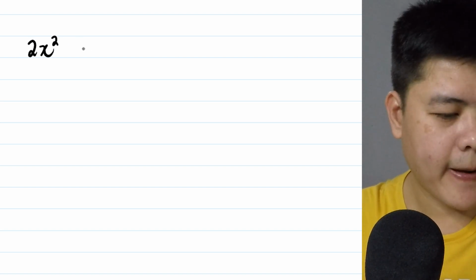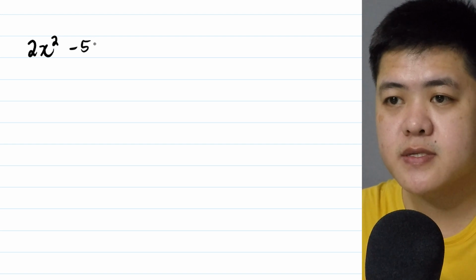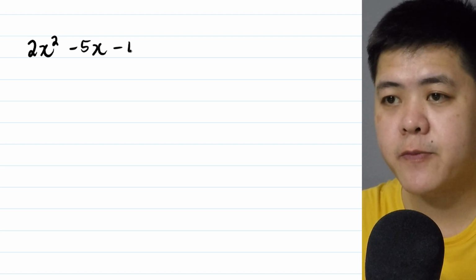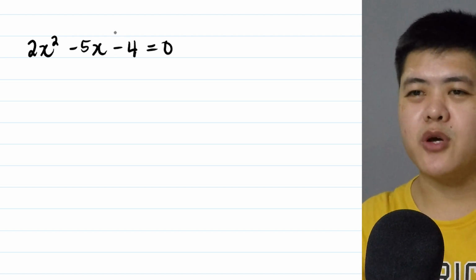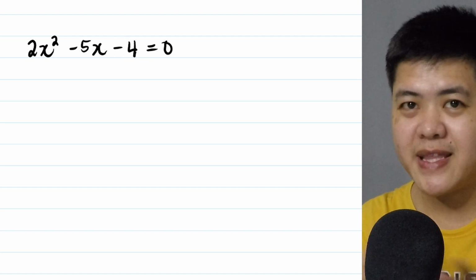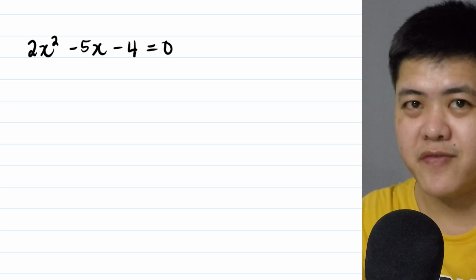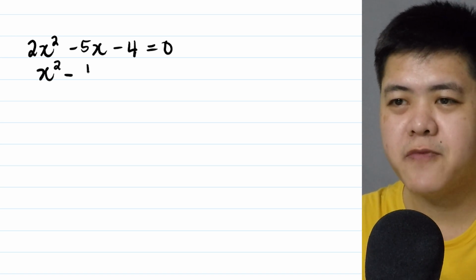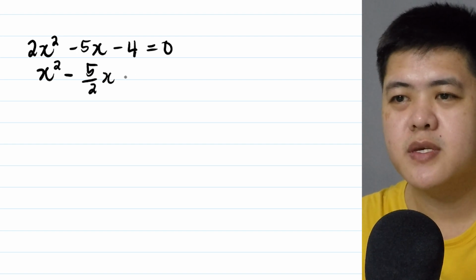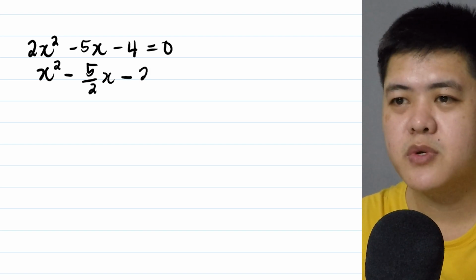So, what if we have 2x squared minus 5x minus 4 is equal to 0. Okay. So, ang gagawin nyo kapag may kasama yung x squared, pwede nyo namang i-divide lahat muna sa 2. So, pag dinivide natin lahat sa 2, we'll get x squared minus 5 over 2x minus 4 over 2, that's 2, equals 0.